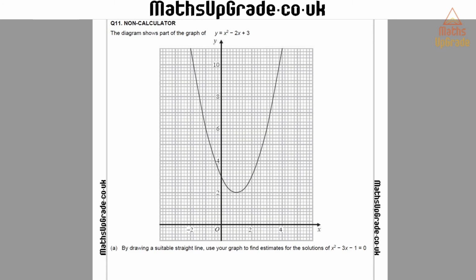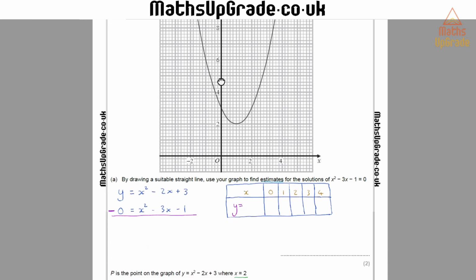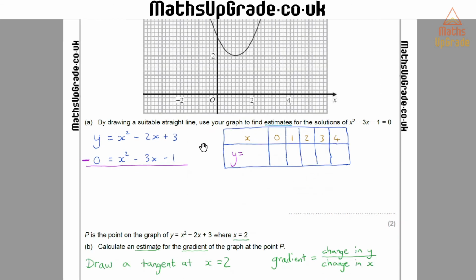In question 11, we're given part of the graph of y equals x squared minus 2x plus 3, that curve there. We need to draw a suitable straight line to find estimates for the solution of x squared minus 3x minus 1 equals 0. So I'm just going to write this equation and then write this equation underneath it. And you can see that here. So now I need to find the difference between these. If I find the difference between these, I can then draw a straight line, and then that will give me the estimates of the solution for this.